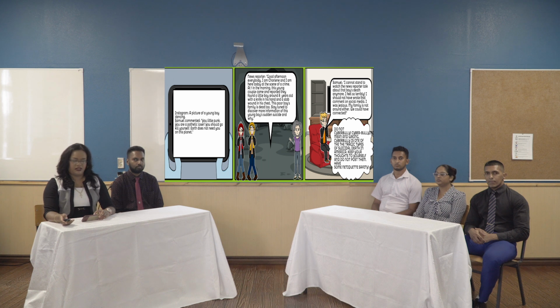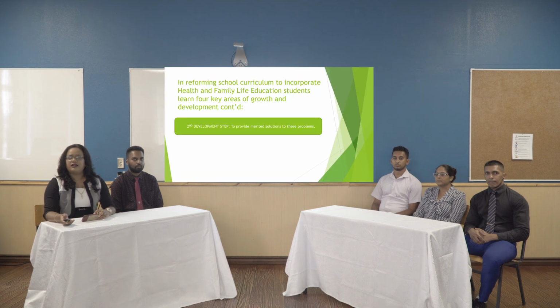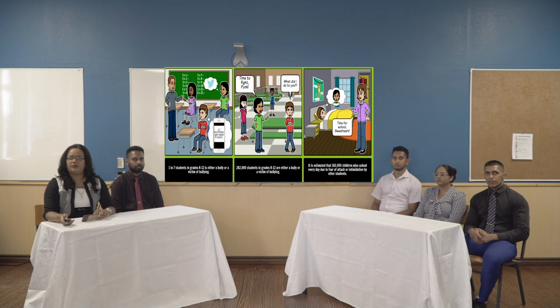Samuel empathized because he himself didn't have family and regretted the comments that he made that caused this 8-year-old boy to commit suicide. So the moral of the story is to have an adequate safety and keep your thoughts to yourself, don't post them. The second development step would be to provide merited solutions to problems.